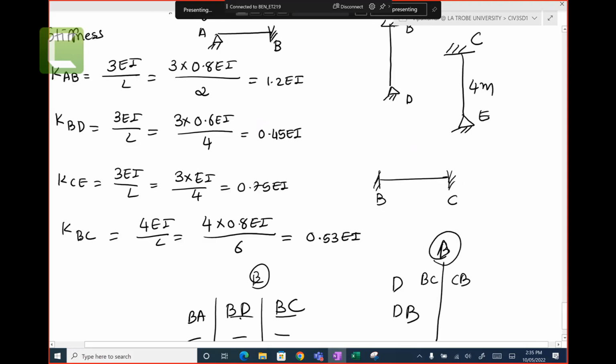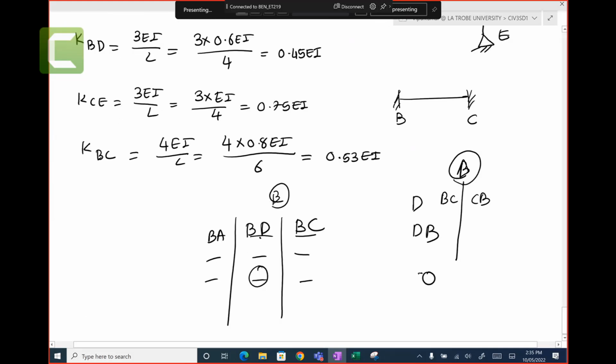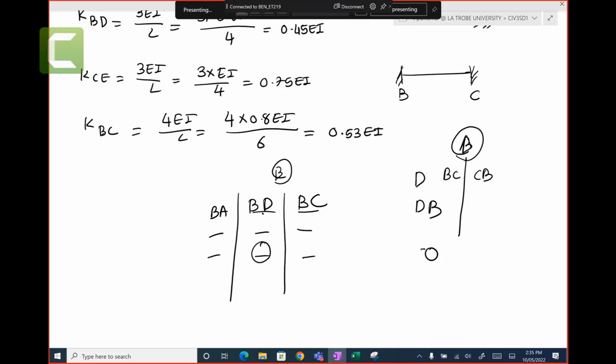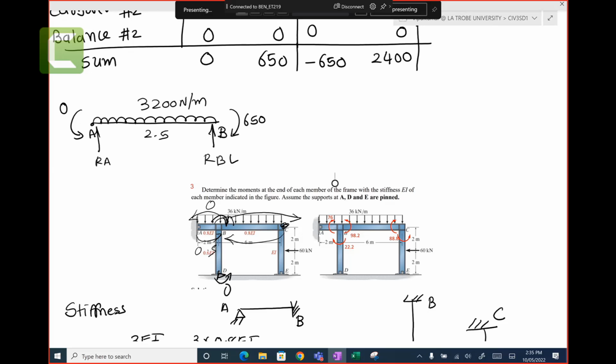And for BC, you have a moment BC, and this is fixed. So carryover is 0.5. From C to B, it would be 0.5. From B to A, 0. From A to B, 0.5. So you need to look at the table. Let's say you have a moment at BA, look at the figure. If you have a moment at BA, it goes to A. And A is a pin, so it becomes 0. And that will be AB. Do you understand? Do you want me to show?